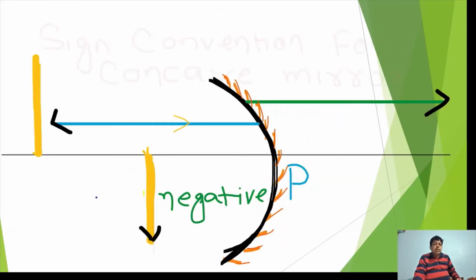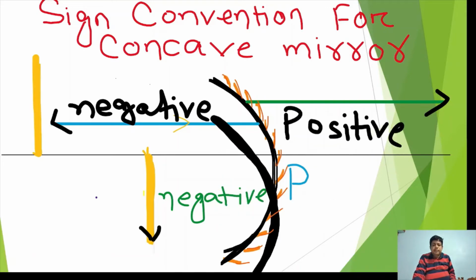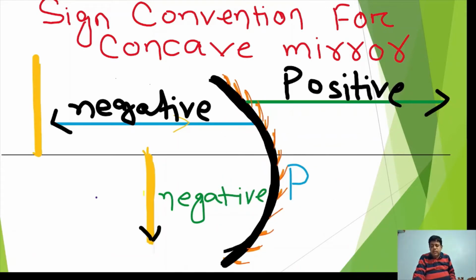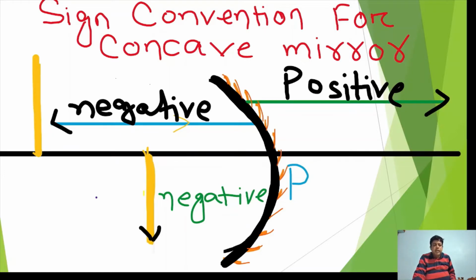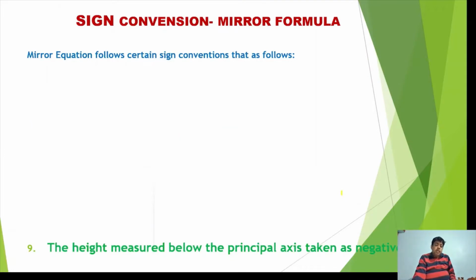So you see here the sign convention for the concave mirror. The distance to the left of the pole is negative, and the distance to the right of the pole is taken as positive. This is the principal axis, and this is the pole. This is the height of the object, which is above the principal axis, taken as positive, and here the height of the image is taken as negative. Understand this point?